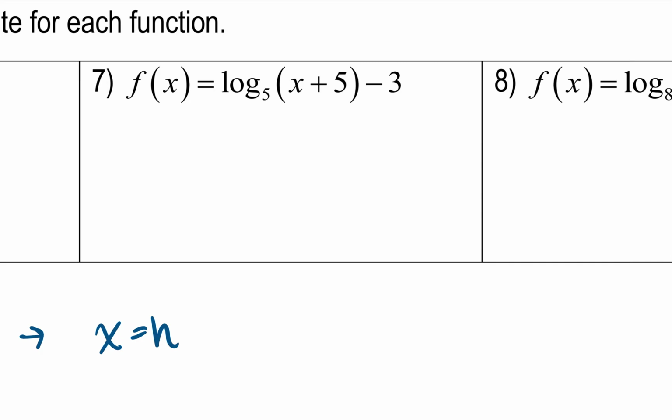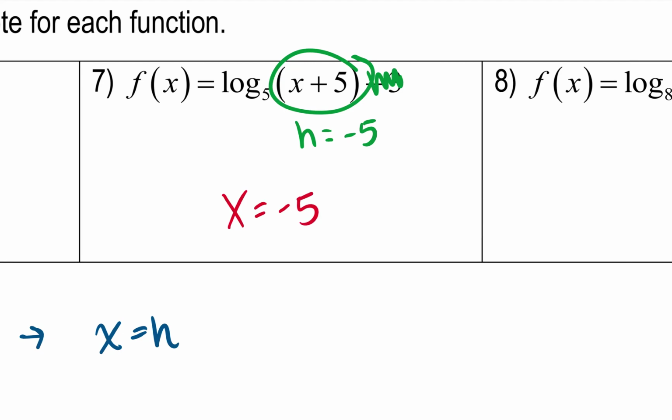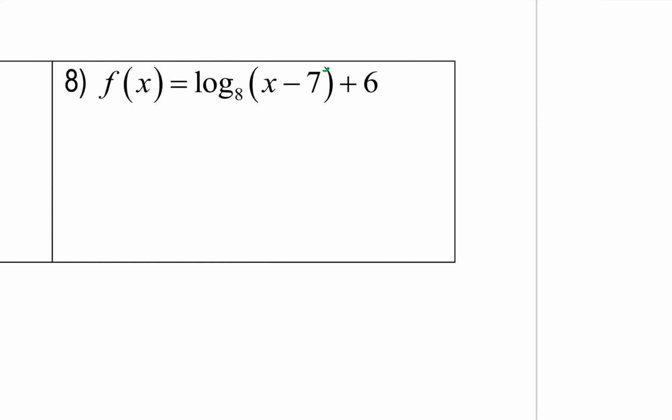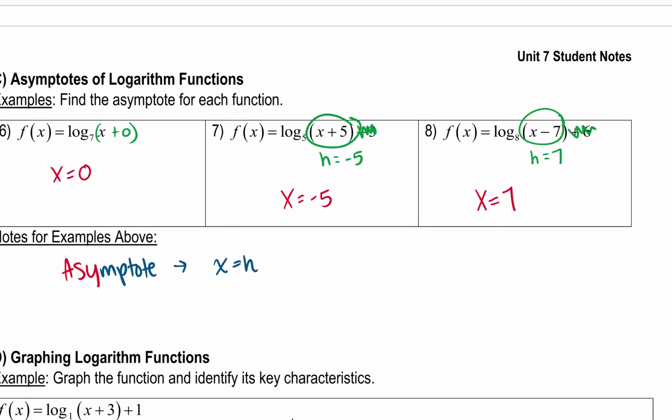7. I only want this one, I don't want k. So if it's x plus 5, h is actually negative 5. So my answer, x is negative 5. Same thing here. I want parentheses, not that. So h is 7. So x equals 7. And that's all asymptote is, h.